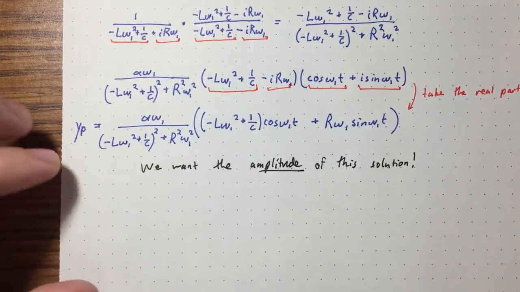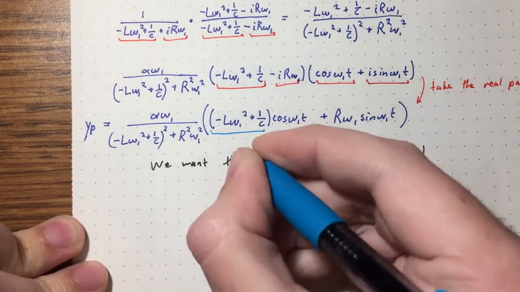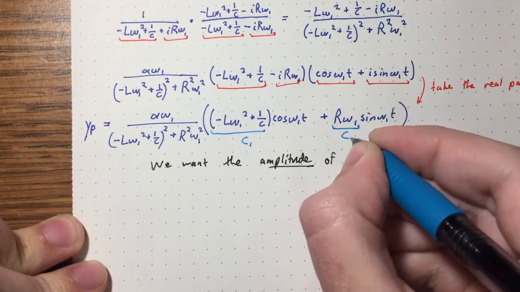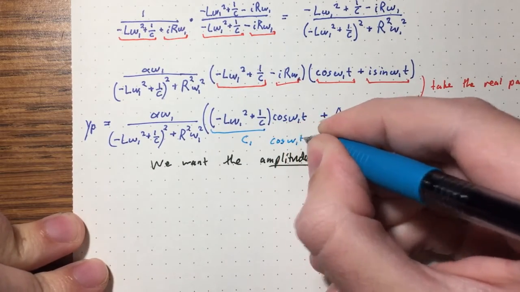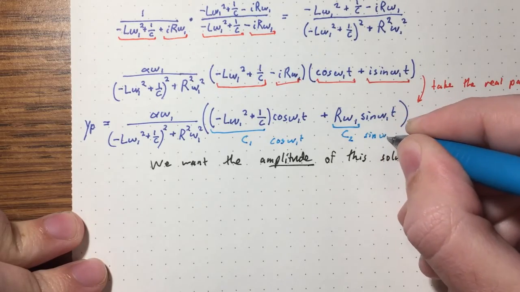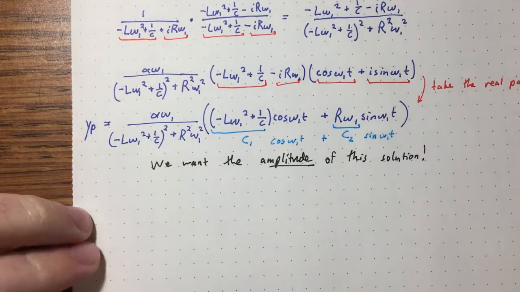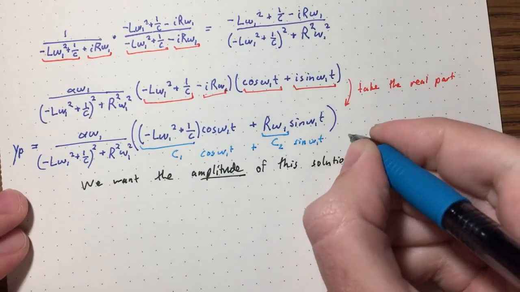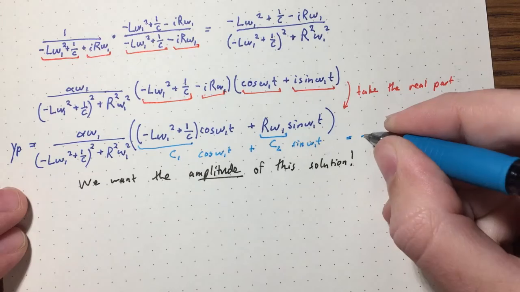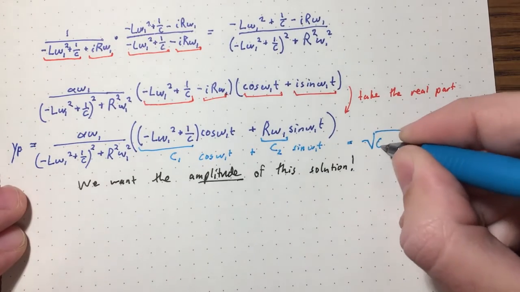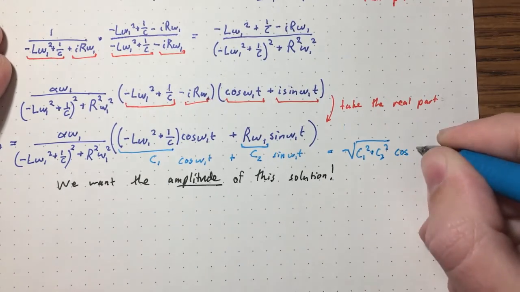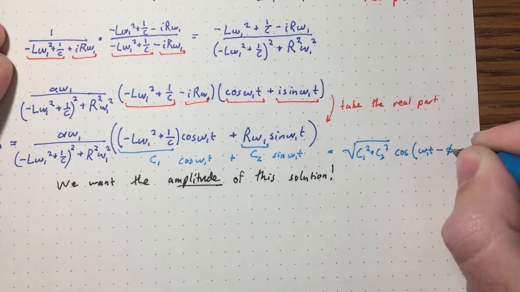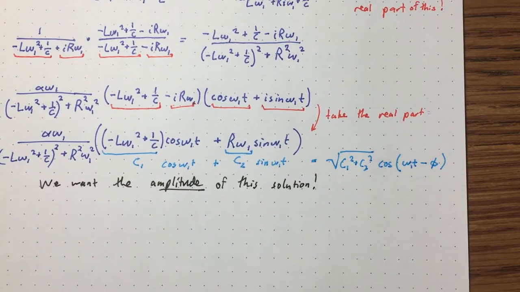But luckily, in previous lectures, we worked out all the formulas. So this is like my C1, and this is my C2. We have C1 cosine omega 1 t plus C2 sine omega 1 t. We can rewrite this in the form: the amplitude, square root of C1 squared plus C2 squared, times a single cosine of omega 1 t minus phi. So we have some phase shift there, and we don't really care about the phase shift. All we're after is this amplitude.